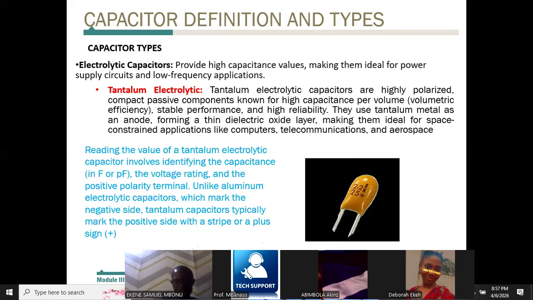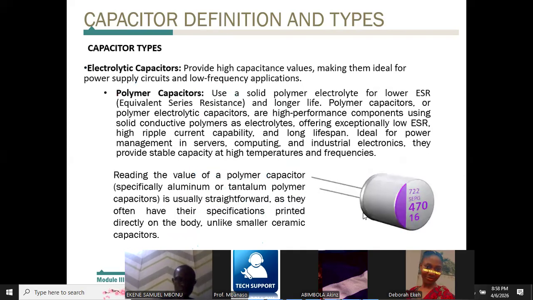Reading the value of a tantalum electrolytic capacitor involves identifying the capacitance, which can be in microfarad or picofarad, the voltage rating, and the positive polarity terminal. It's always written on the body. Unlike aluminum electrolytic capacitors, which mark the negative side, tantalum capacitors typically mark the positive side with a stripe or a cross sign. You can see that. We move.